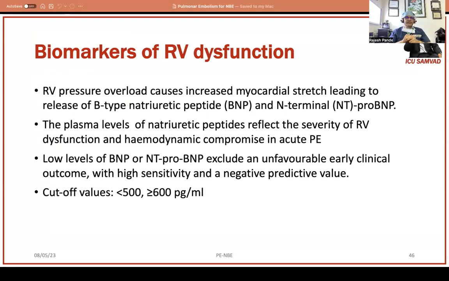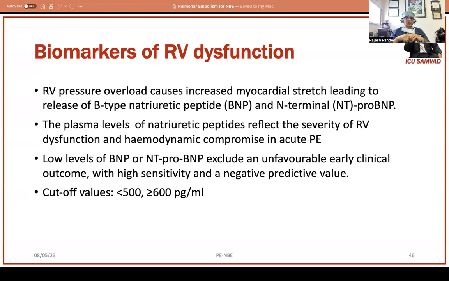Biomarkers of RV dysfunction. We know that whenever the RV size increases, RV dilates, RV is overloaded, that increases the myocardial stretch, causing release of beta-type natriuretic peptide and N-terminal proBNP. So the plasma levels, if they are high, will reflect the severity of RV dysfunction and hemodynamic compromise in acute pulmonary embolism. So please understand, troponins, if they are high, will indicate worse prognosis, and the NT-proBNP or BNP would indicate severity of the RV dysfunction and hemodynamic compromise.